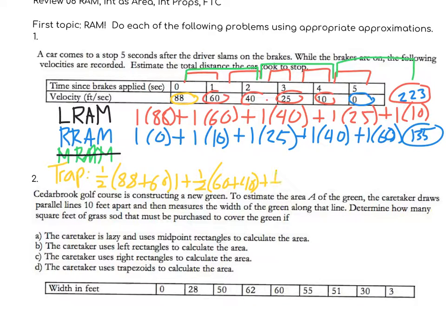And then we end up with a half. 40 plus 25. And then we end up with a half. 25 plus 10. Make sure that you show those ones also. Don't be lazy like me. And then a half. 10 plus 0 times 1. Okay. So that'd be 44 and 30 would be 74.